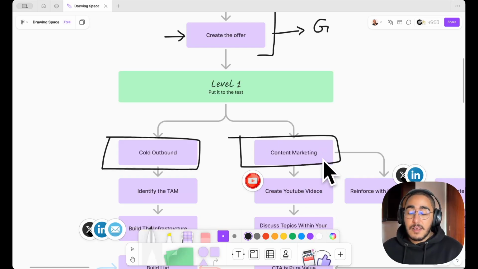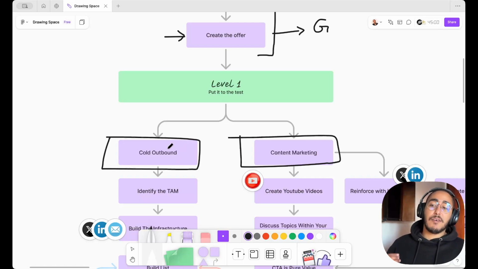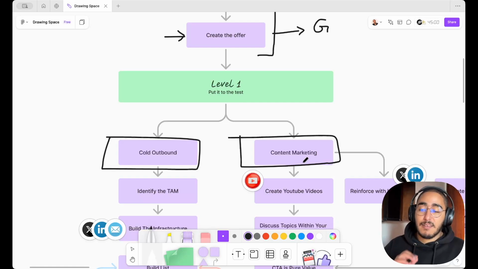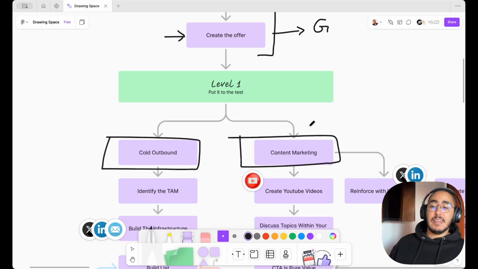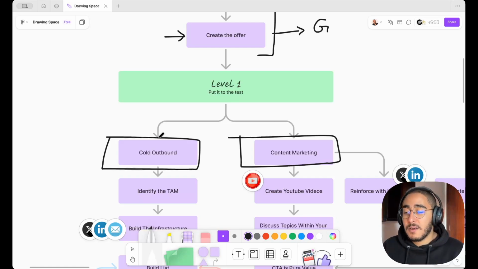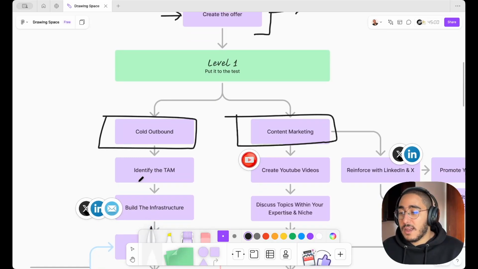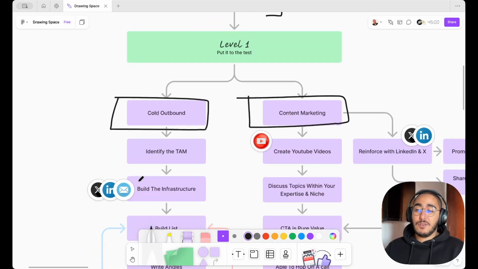So content marketing is going to be your vehicle to build authority, and cold outbound is going to be the vehicle to generate traffic. For content marketing, especially if you're still at level one, you shouldn't expect that it's going to generate 20 leads every month for you. But for cold outbound, you can expect that it's going to generate 20 qualified leads every month, especially if the system is set up properly for you. So let's go down the cold outbound route and how you need to think about it.